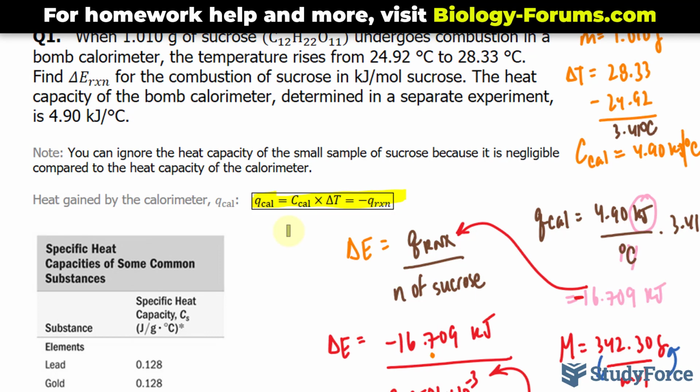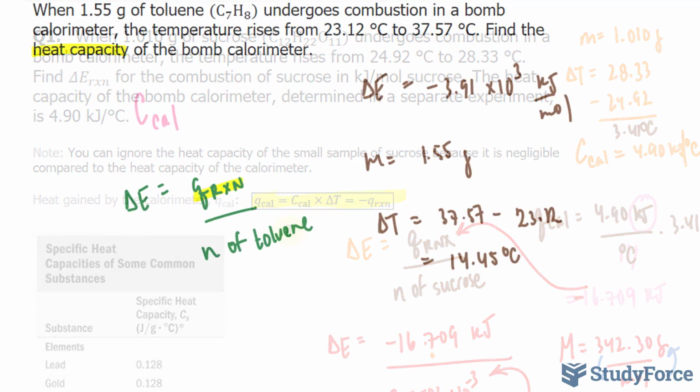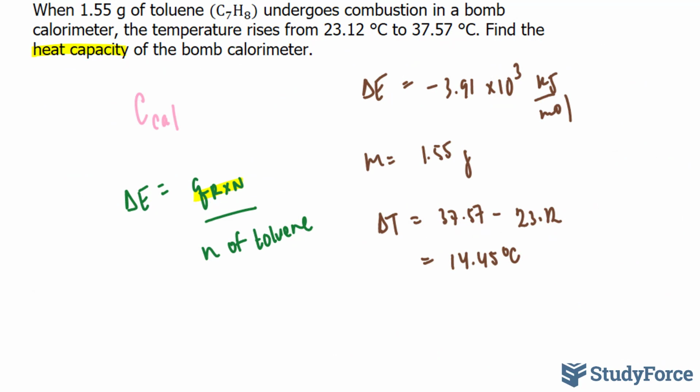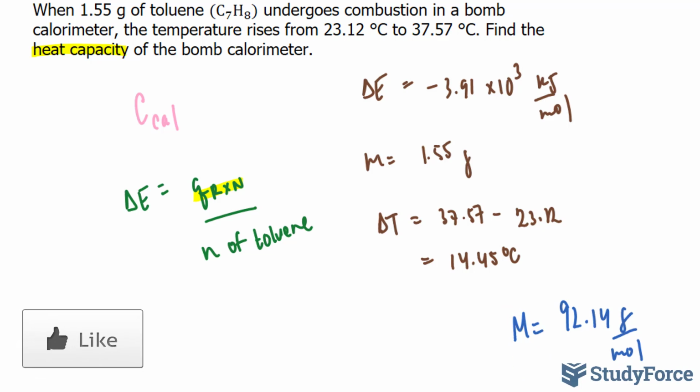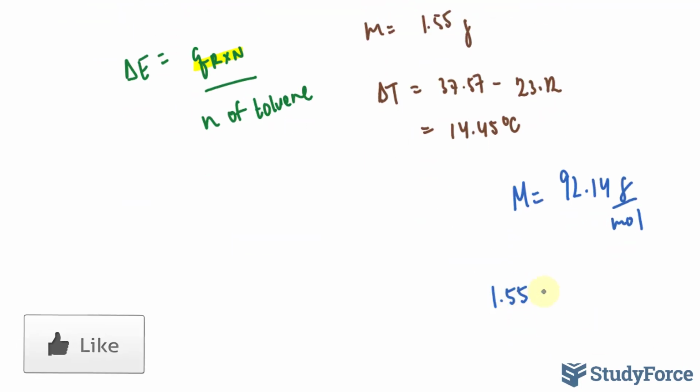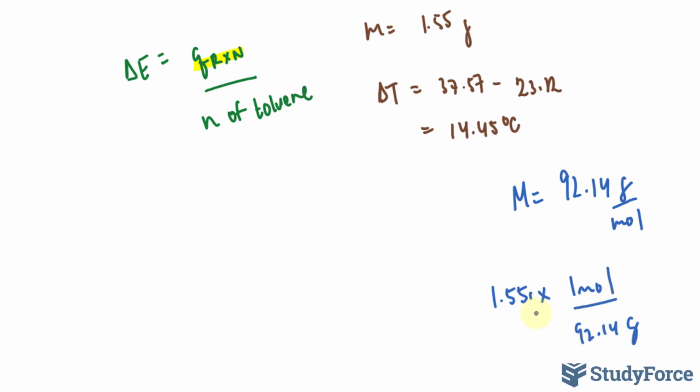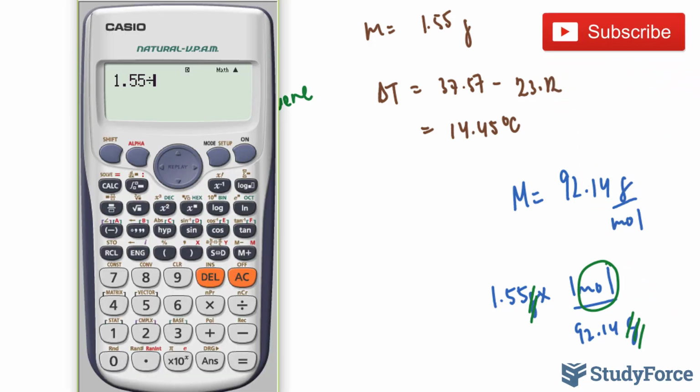Let's do the first step. Let's find out what QRXN is equal to. To do that, we need the molar mass of toluene, and it's equal to 92.14 grams per mole. I'll represent that by capital M. Now if I take the mass of 1.55 and multiply it by 1 mole per 92.14 grams, this gram unit and this gram unit will go away, leaving us with the number of moles. That I can then substitute into here. Let's use our calculator. 1.55 divided by 92.14.